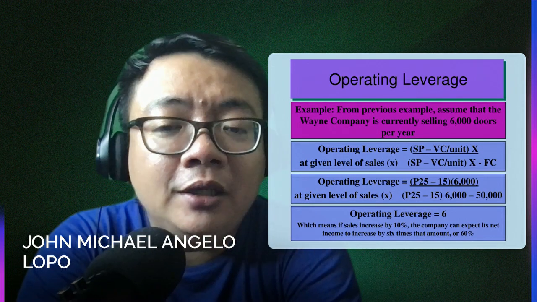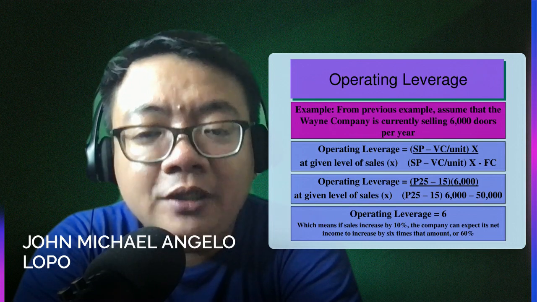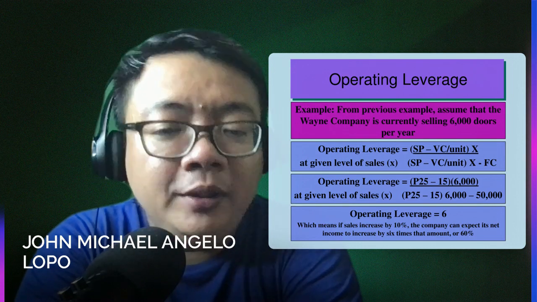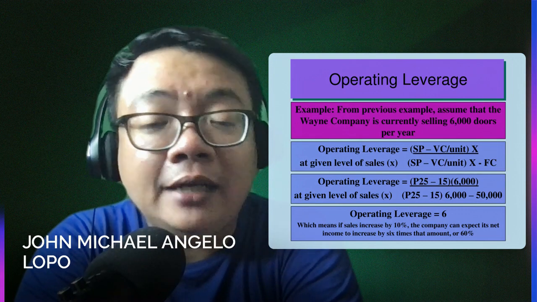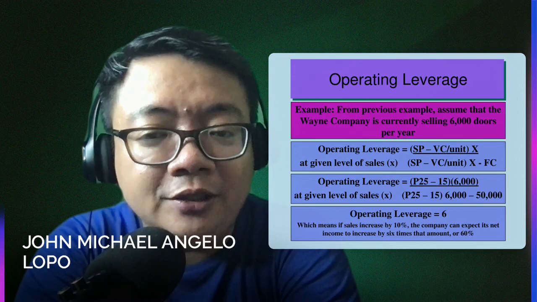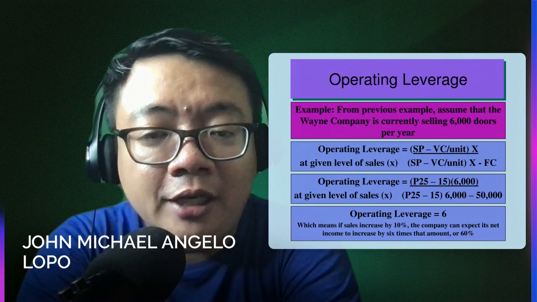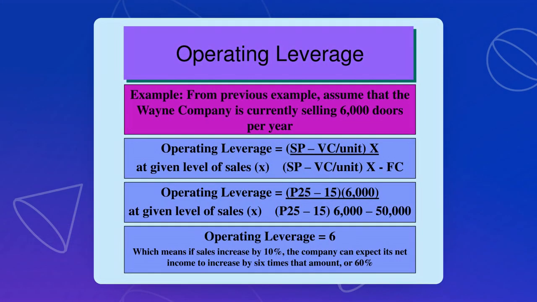Again, please go back to the definition of operating leverage. What is operating leverage? Or in other formula, the percentage change in EBIT, earnings before interest and taxes, divided by the percentage change in your sales. Alright, so that's the formula, class. What does it mean, class? It means that if the sales increase by 10%, the company can expect its net income to increase by 6 times the amount. That's why you have here 60%.